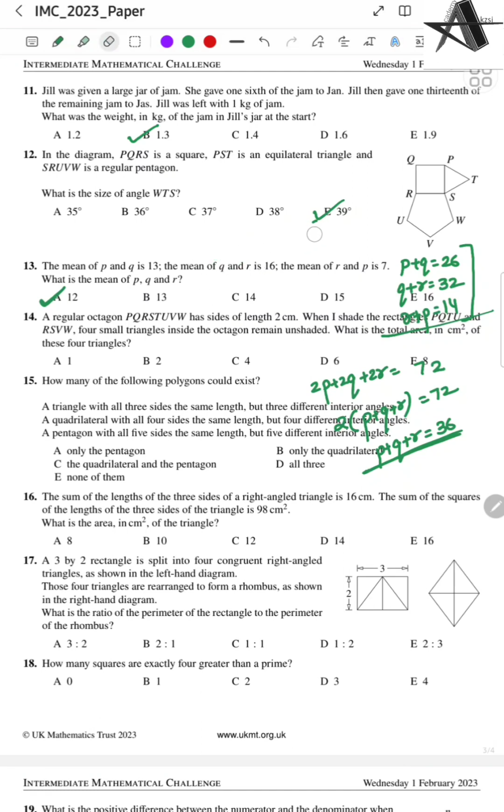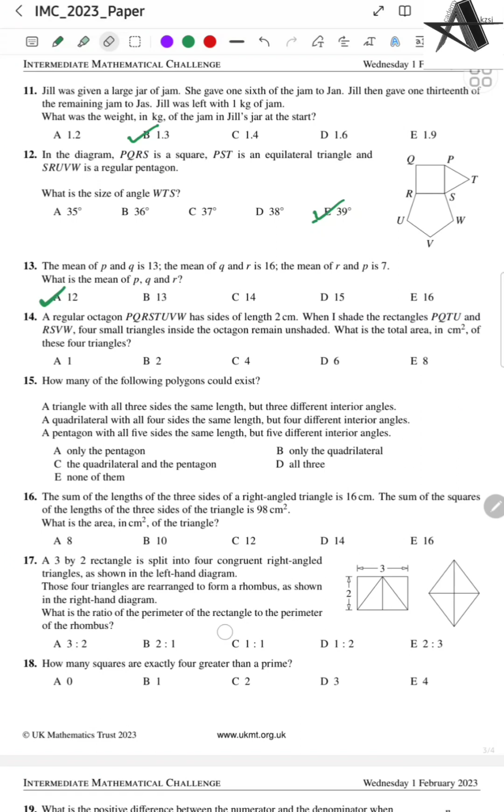Now the next one. A regular octagon PQRSTUVW has sides of length 2 cm. When I shade the rectangles PQTU and RSVW, 4 triangles inside the octagon remain unshaded. What is the total area in centimeters squared of these 4 triangles? See, a regular octagon. Let me just draw a regular octagon. Let me name it PQRSTUVW, each of length 2 centimeters.